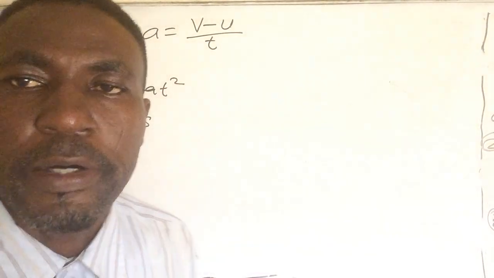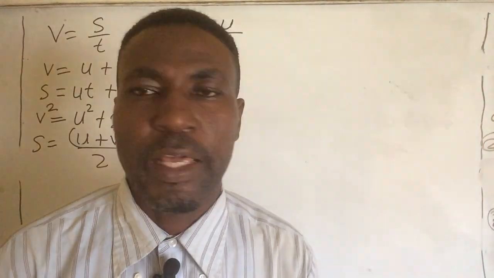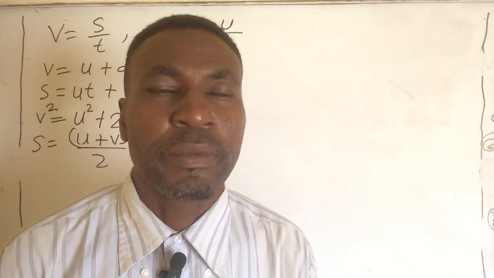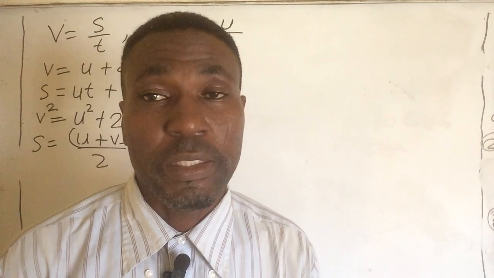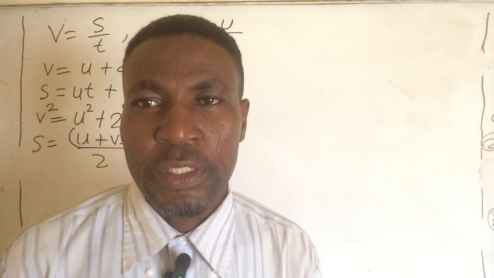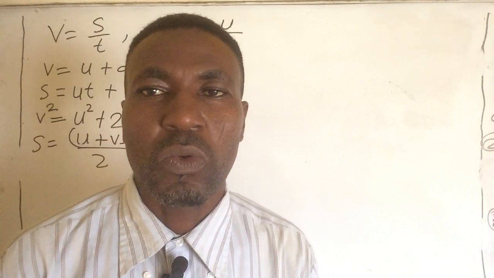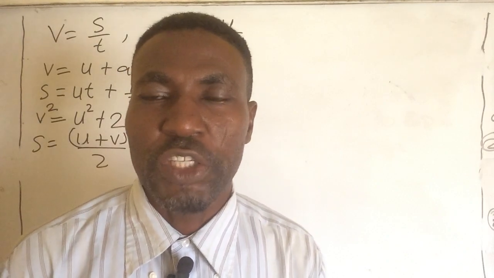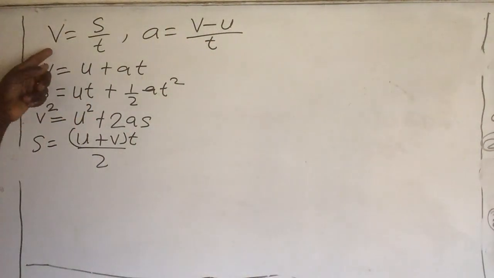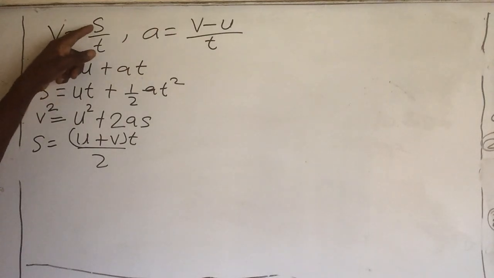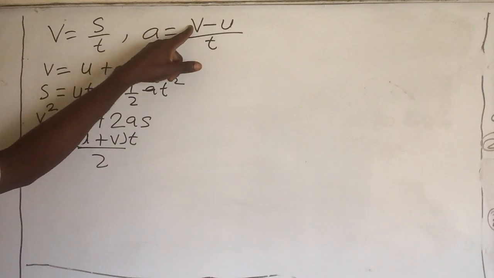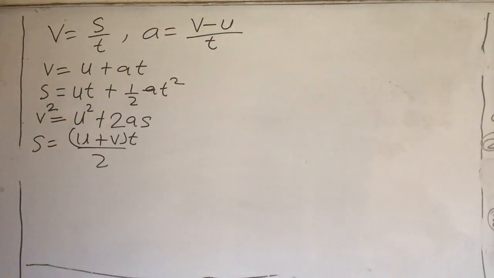In the other video, I gave the theory of velocity, acceleration, time and distance, and how they are related. I gave you some formulas concerning it. In this video, we will do purely calculation on that. So now, from here, you can see that velocity is equal to distance all over time, and acceleration is equal to final velocity minus initial velocity all over time.